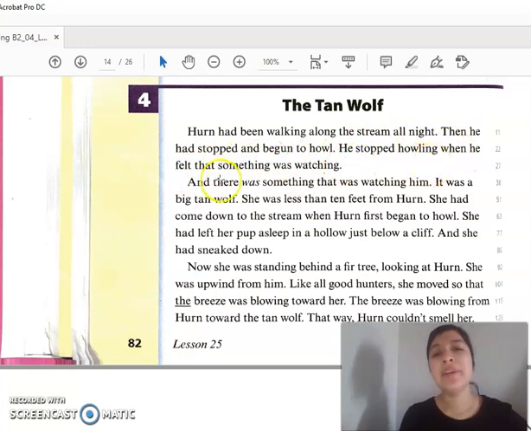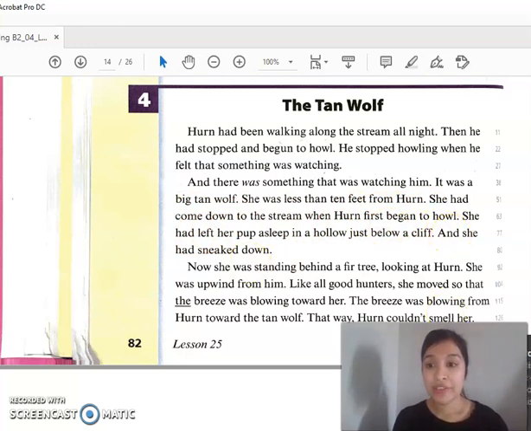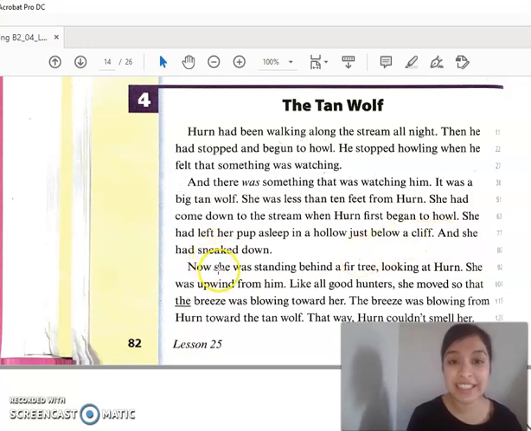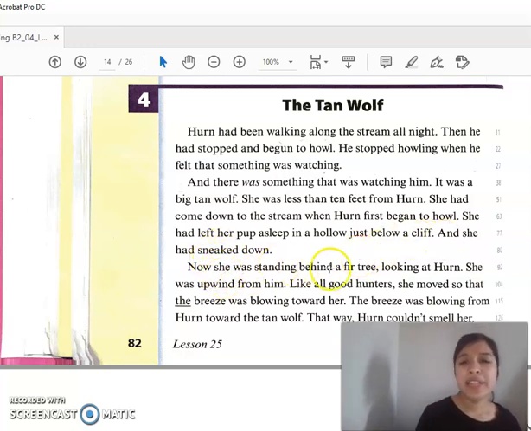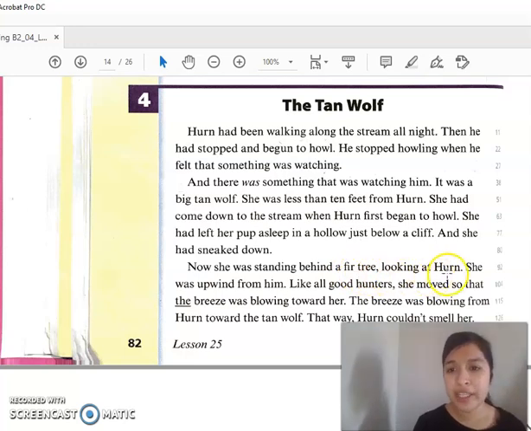He stopped howling when he felt that something was watching. And there was something that was watching him. It was a big tan wolf. She was less than 10 feet away from Hearn. She had come down to the stream when Hearn first began to howl. She had left her pup asleep in a hollow just below a cliff, and she had sneaked down. Now she was standing behind a fir tree, looking at Hearn.